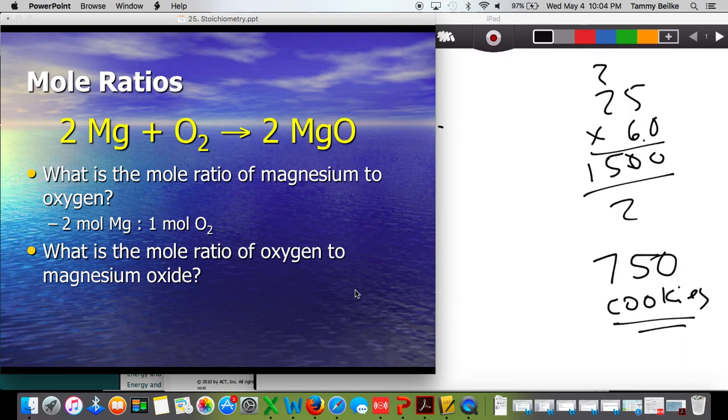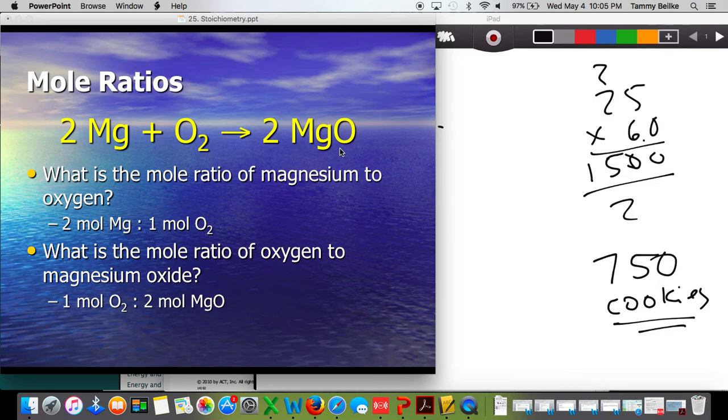Okay. Now what I can do, I can also look at ratios of reactants to products. So what is the mole ratio of oxygen to magnesium oxide? Well, I look for the coefficients out in front. I see 1 mole of oxygen to 2 moles of magnesium oxide. So it's a 1-to-2 ratio. For every 1 mole of oxygen that's used up, I make 2 moles of magnesium oxide.